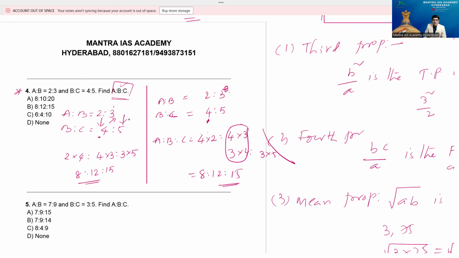Otherwise, shortcut is 100% always better. Whenever this problem comes to you from now on, simply remember: 2 is to 3, 4 is to 5 is done in one second. 2 4s are 8, 4 3s are 12, 5 3s are 15. Khatam. Within 5 seconds of time, this is a beautiful shortcut method.